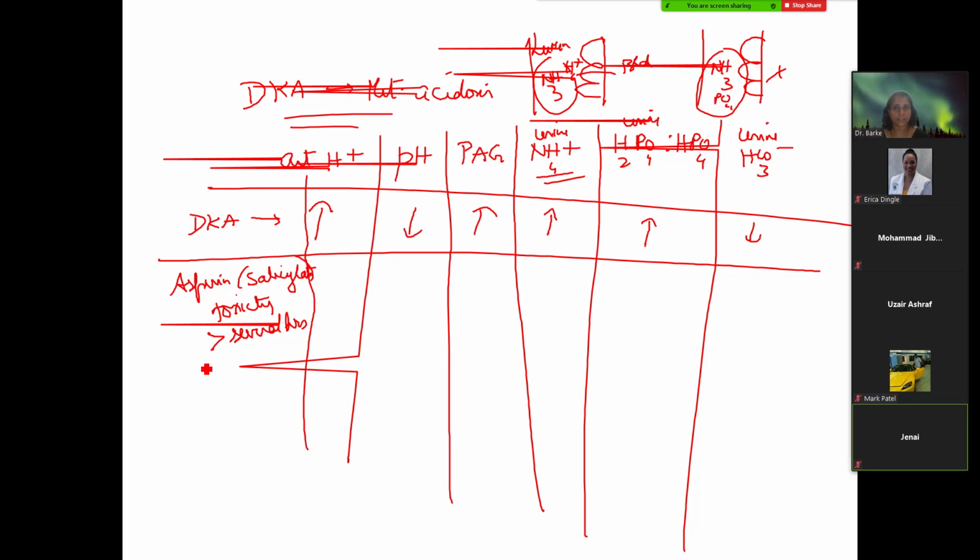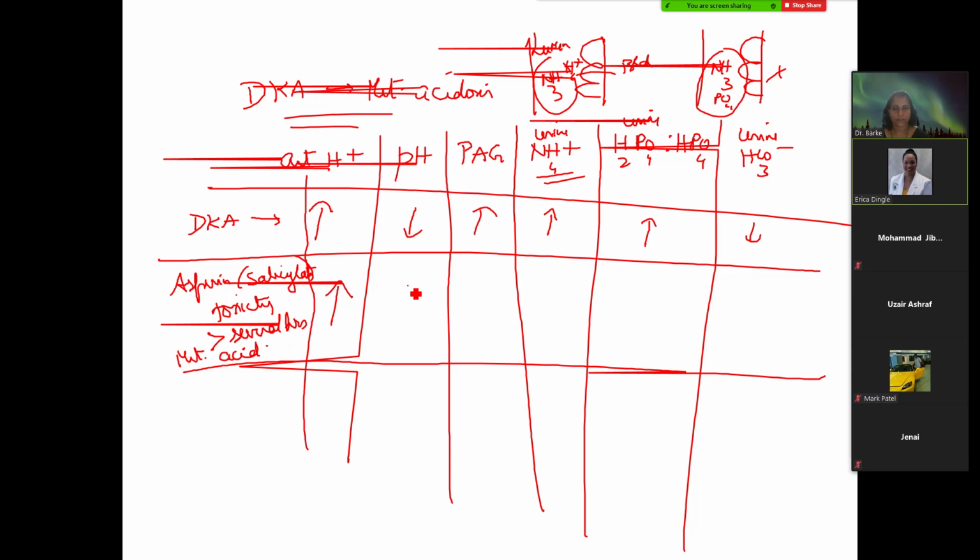Now salicylate toxicity after several hours. After several hours, what are they coming with? Metabolic acidosis. Again, what will happen to H plus? Increase. pH? Decrease. Here again it is accumulation of acids only, so bicarbonate gets used up, not at the expense of chloride. So the anion gap should increase.